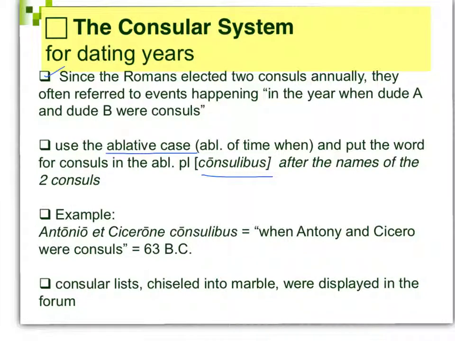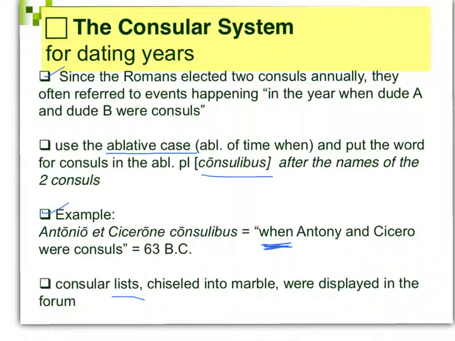So here are some examples. Antonio et Cicerone consulibus. Literally, when, that's a good way to translate the ablative of time when, Antony and Cicero were consuls. So that equals 63 BC. By the way, consular lists, often chiseled into marble, were displayed in the Forum.